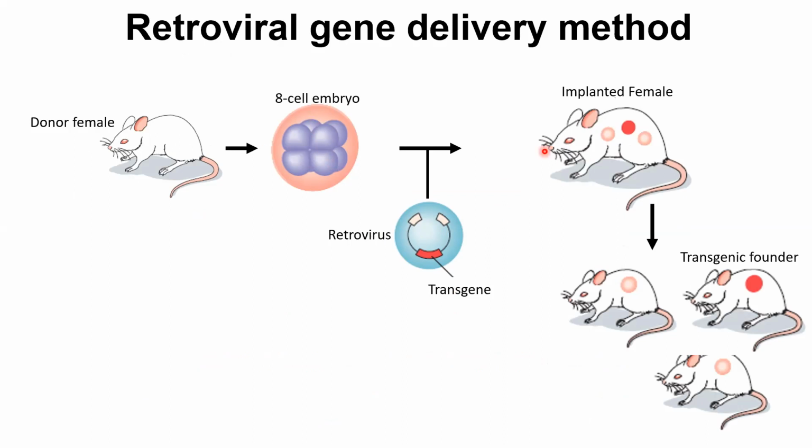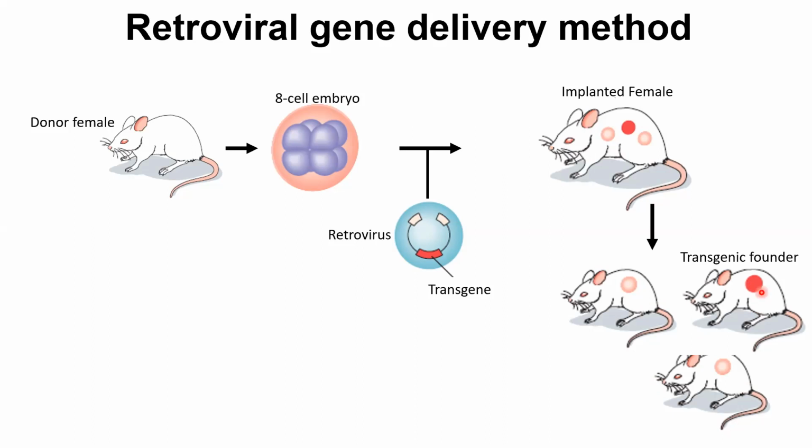When the progeny is produced, we will find out after these young pups are formed. We will have to check which one is the transgenic founder. In this figure, you could see the one with the filled red circle is the transgenic founder.